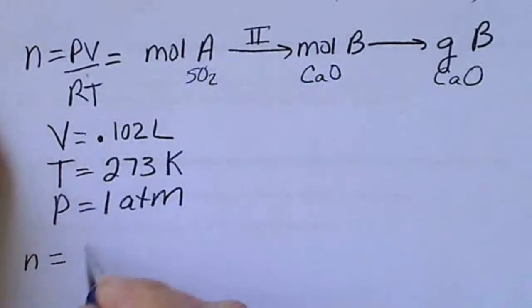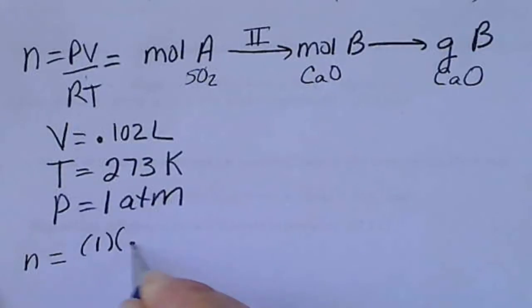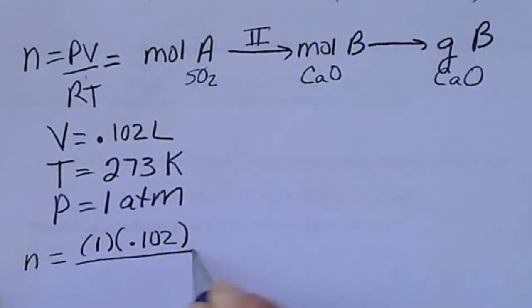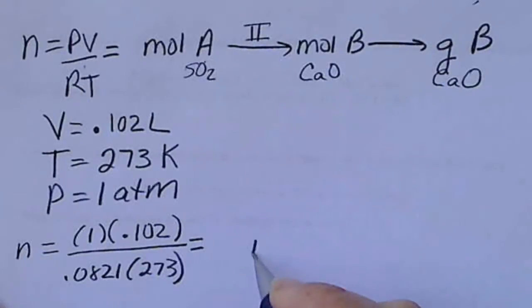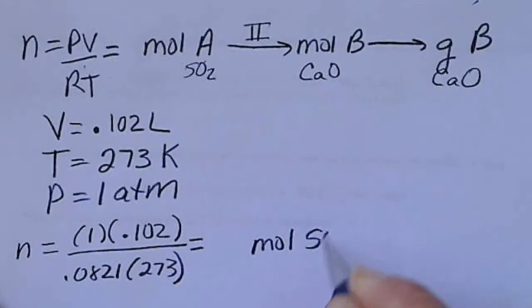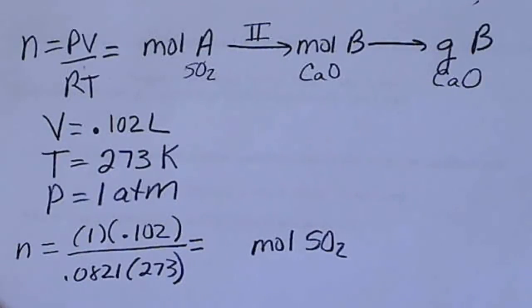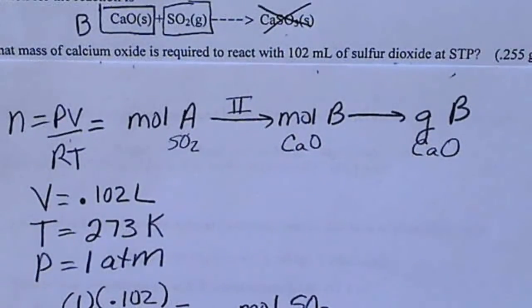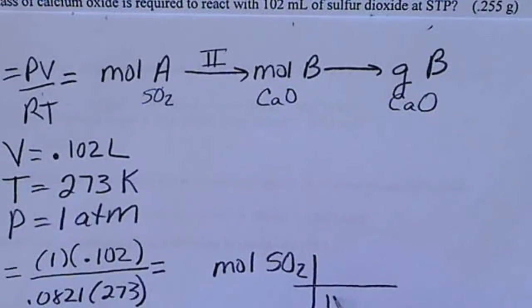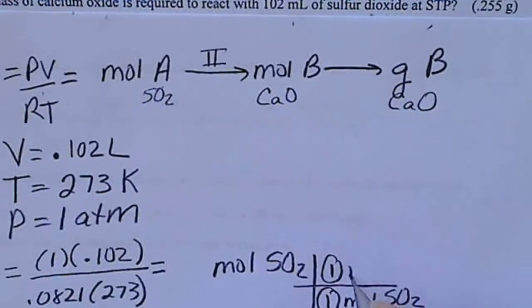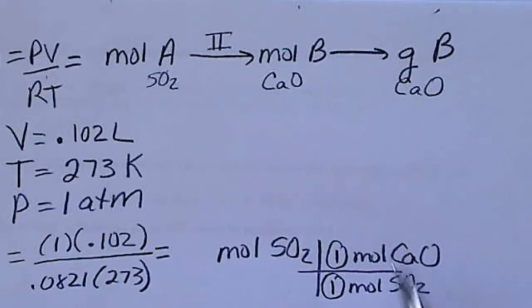So I'm going to plug all this information into the gas law equation. N equals our P is 1 atmosphere, V is 0.102, R is 0.0821, and T is 273. When we get this value, this is going to be moles of the gas, SO2. We're still going to go to the balanced equation and convert from moles of SO2 to moles of calcium oxide. And even though this is 1-to-1, 1 mole of SO2 is required to react with 1 mole of calcium oxide, we should still show this balanced equation step.